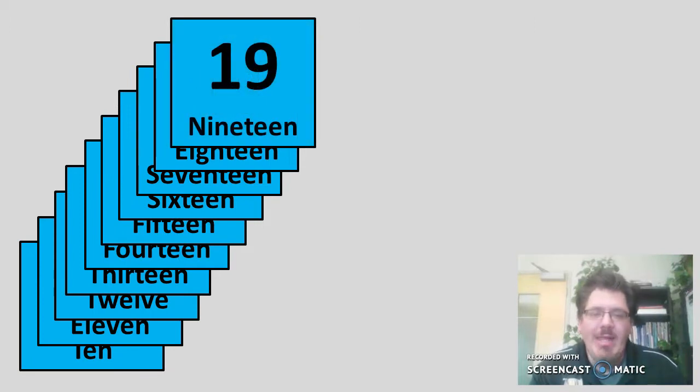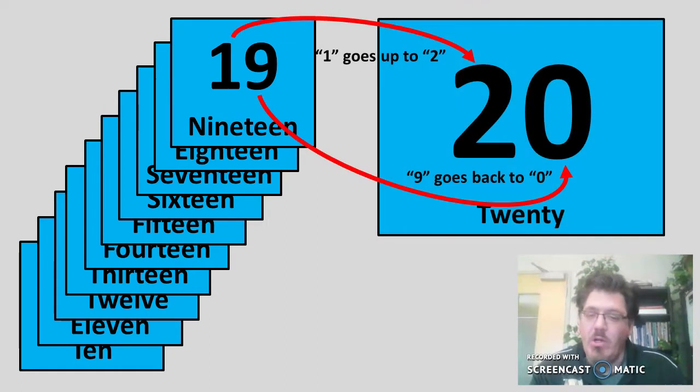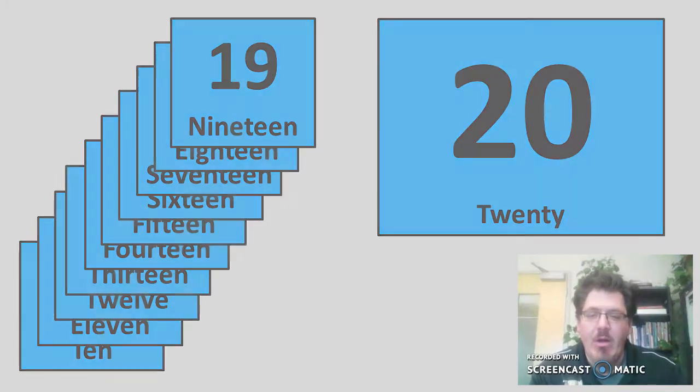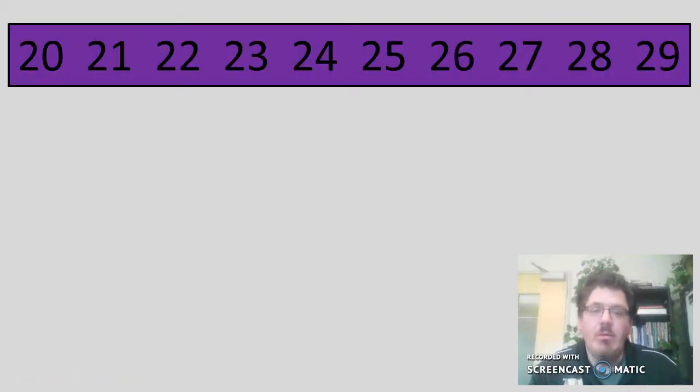Every time we get to a 9 in our number, the pattern is going to repeat. For the next number in our list, 9 is going to return to 0, and the 1 is going to go up by 1 to 2. Therefore, our next number is 20. As you know, the process and the pattern are going to repeat as we continue counting up. 20, 21, 22, 23, 24, 25, 26, 27, 28, and 29.